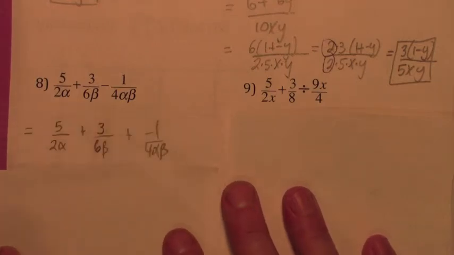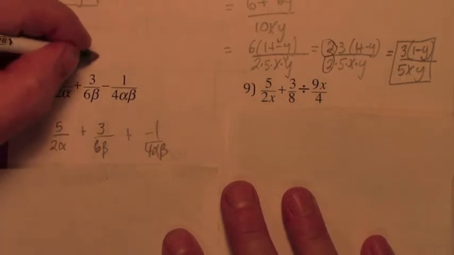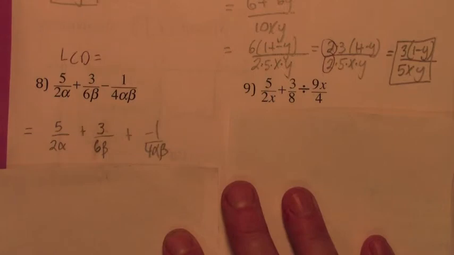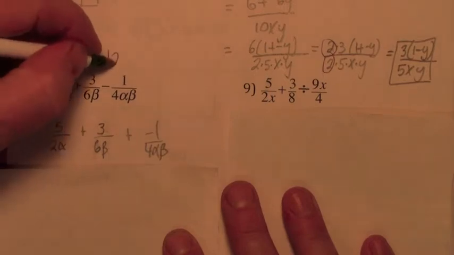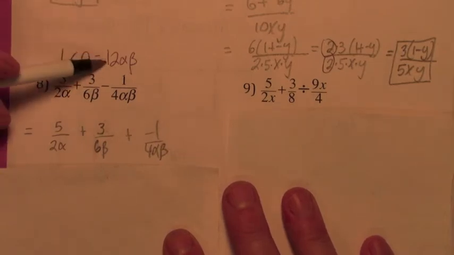On the first one, I'm going to get the LCD. Do you know what the LCD is here? Because you're adding, it's going to be, what is it? I get 12 alpha beta. Or you can write AB. If you don't like alphas and betas, you can just change it to A's and B's. That's what we have to make them into.